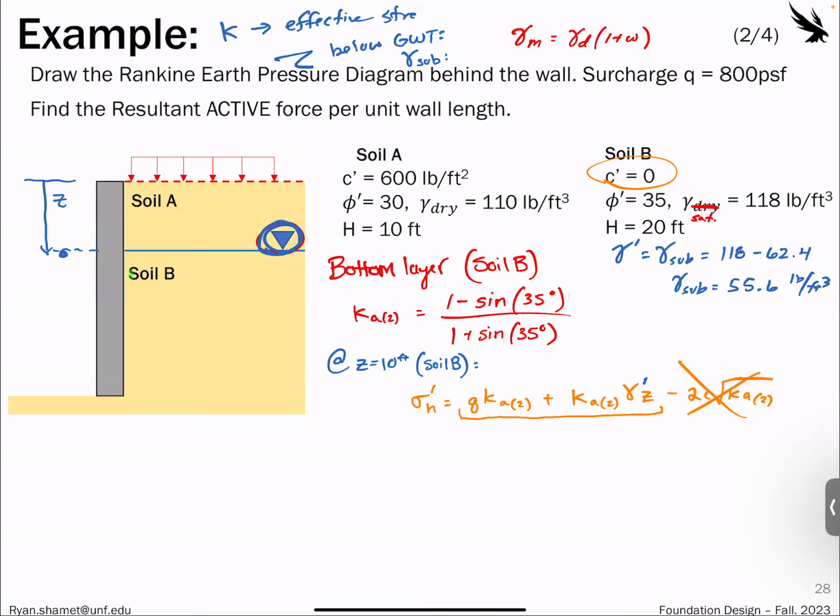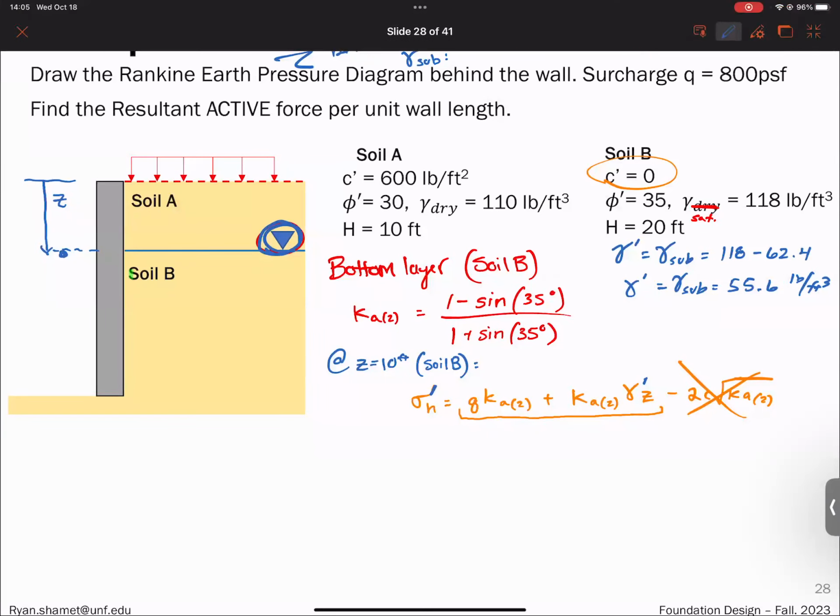But yeah, so this is our submerged unit weight, sometimes shown as the effective unit weight. So this essentially allows us to show everything in effective stress terms, which is important because we got this little guy here, this effective horizontal stress. So what we could do now is just plug this in. And this is at Z equals 10, but soil B.